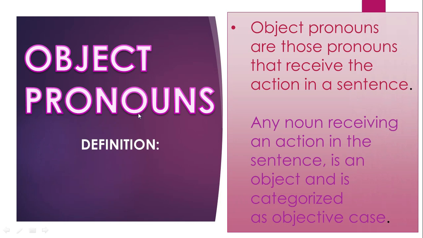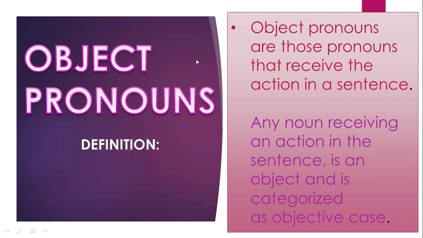Object pronoun first. Here is the definition. Object pronouns are those pronouns that receive the action in a sentence. Now before this, you should know what an object is. If you have seen my previous videos, I told you what the structure of a sentence is. You already know that the sentence is made of three parts. First comes subject, then comes verb, and then comes object. Subject is the doer, a person who does work.